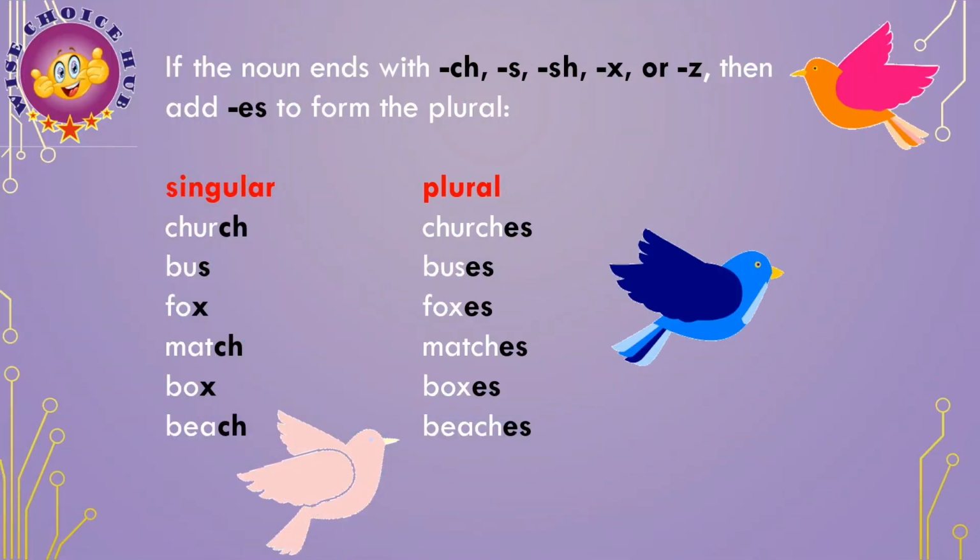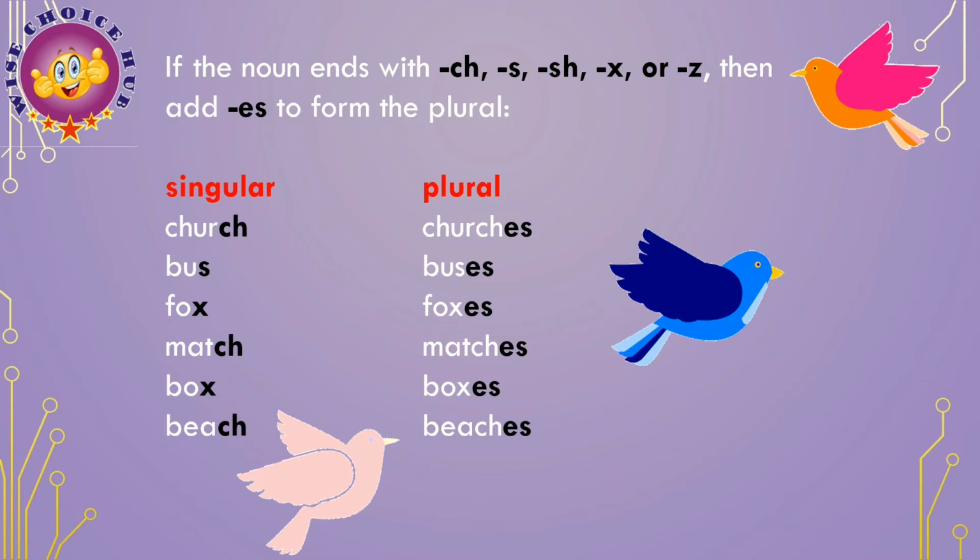The next rule is very simple. If the noun ends with CH, S, SH, X or Z, then all you need to do is add ES to form it as a plural noun. Now look at the example here, church. C-H-U-R-C-H. So what is the letter that is at the end of the word church? It is CH. So I'm going to add only ES to make it plural, churches.